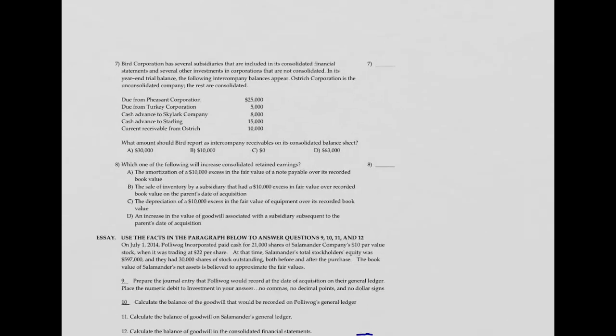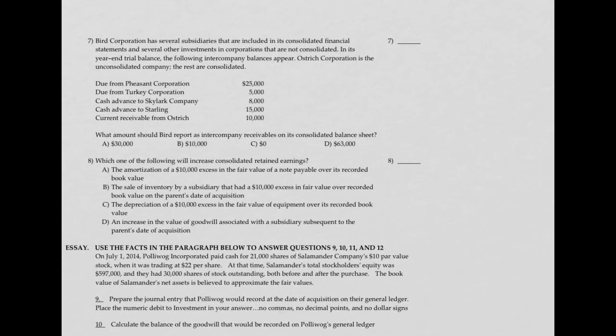Number 7, we got Bird Corporation. Bird Corporation has several subsidiaries that are included in its consolidated statements and some that are not consolidated. Here's the year-end trial balance. Ostrich Corporation is the unconsolidated company. The rest are consolidated. So what amount should Bird report as intercompany receivables on its consolidated balance sheet?